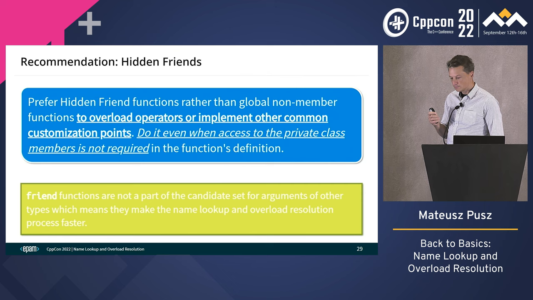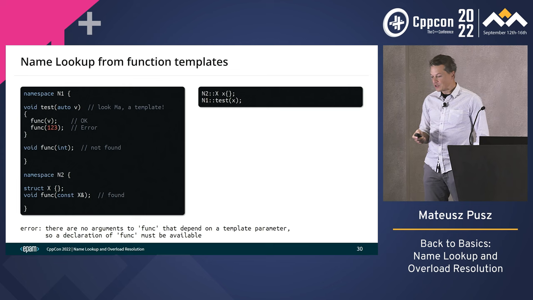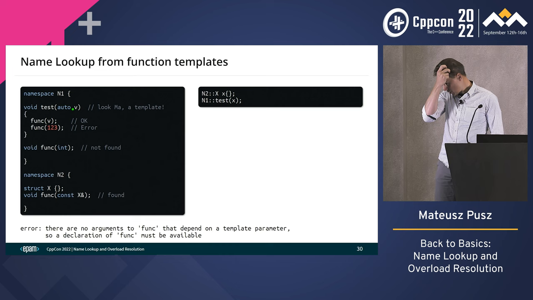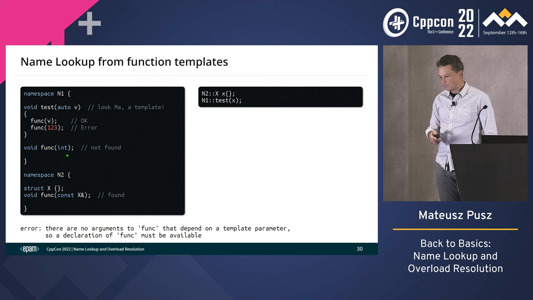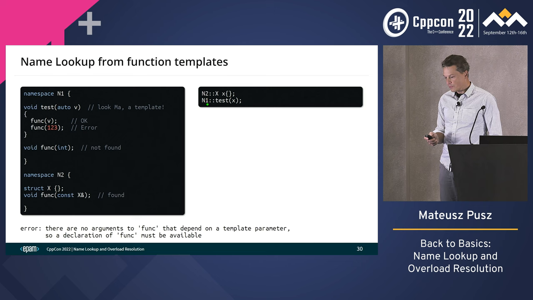All right, so name lookup from function templates. This is a template in C++20, right, with auto. And this is a similar case to the one I showed you before. We have a function that is being defined after the call site. Right, in N2 we have structure X and the function that takes X. And we also provide another function that takes an integer inside of the same namespace after the call site. And we are calling N1 test. It turns out that this one works correctly and this one doesn't.